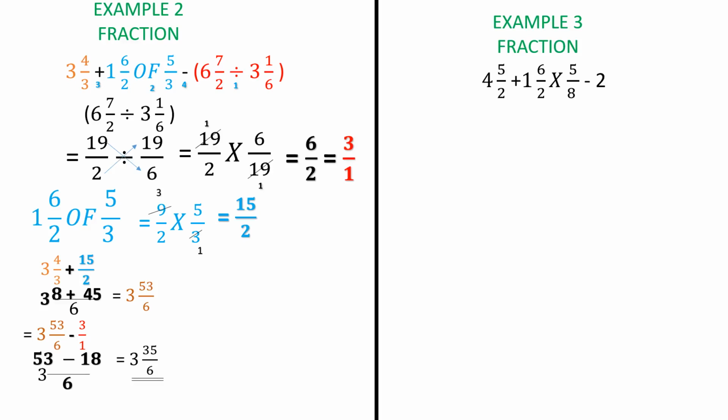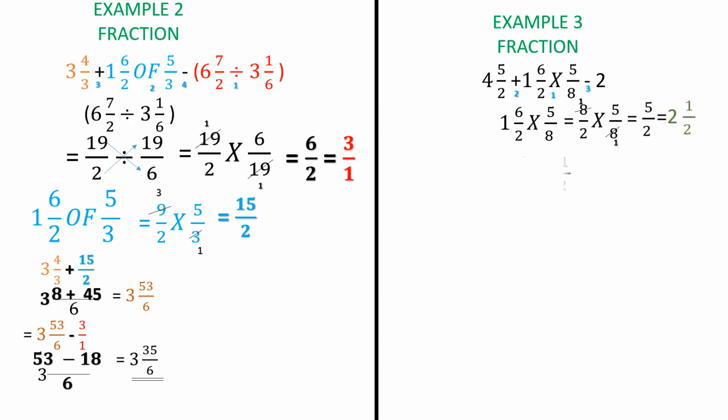Now when we look at it, there's no bracket, there's no of, there's no division, there is multiplication. So multiplication is going to be number 1. Addition is going to be number 2, and subtraction is going to be number 3. Now the first one, multiplication, is found in the middle of 1 whole number 6 over 2 times 5 over 8. So we remove it and then we solve it.